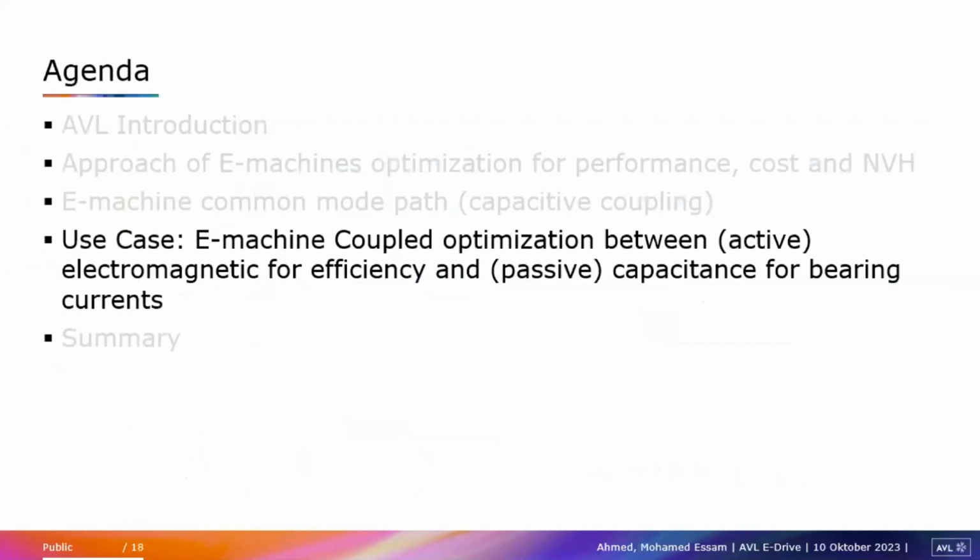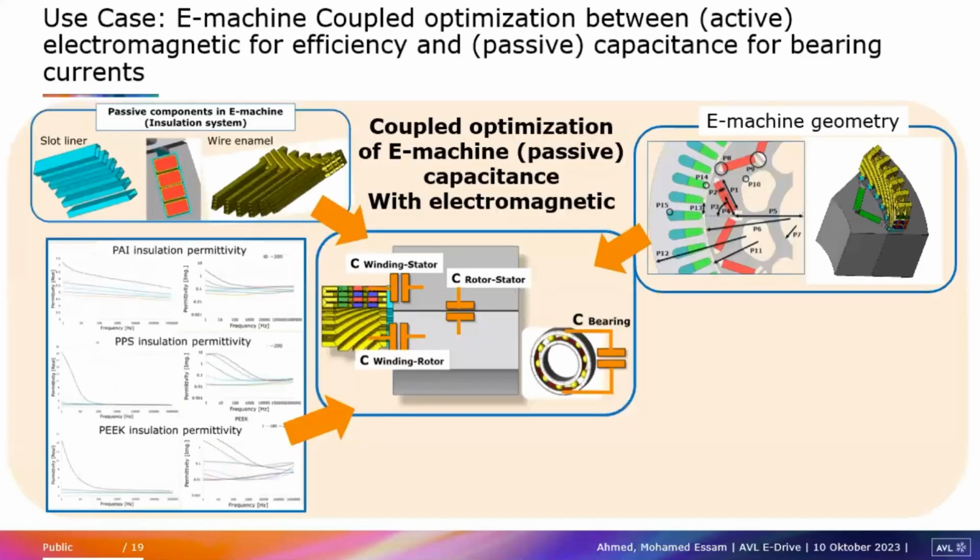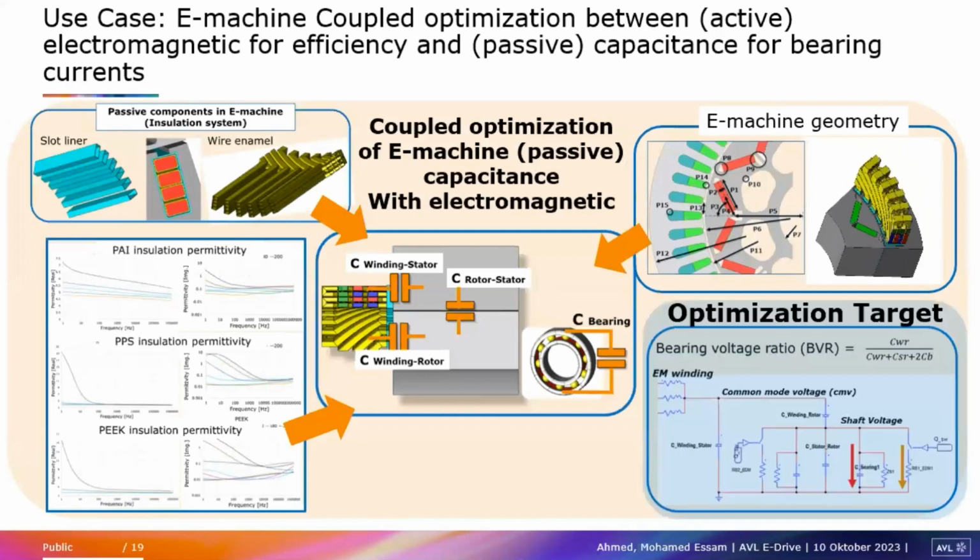So as a use case, as we defined or quantified what we can analyze, we see the dependencies between the E-machine geometries and something like bearing current, so we can actually couple these optimizations together. We have the geometries of the passive components, the active geometry of the machine, and the permittivity of different insulation materials, and we can add all of that as parameters into one single optimization, with an optimization target to minimize this bearing voltage, or basically minimize the capacitance in the winding to rotor. This is the most effective one.